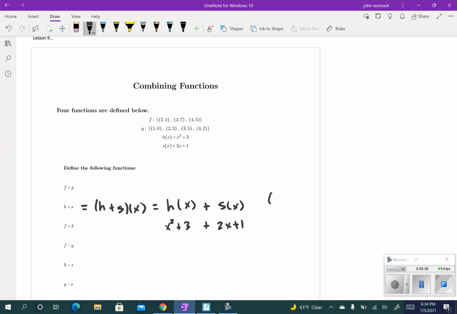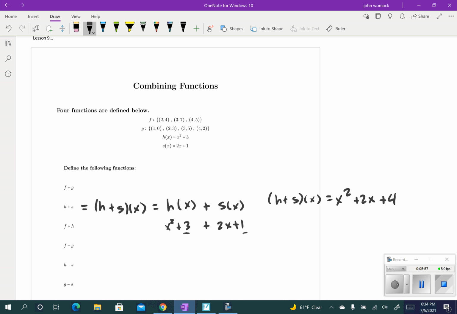If I add them together, I get (h plus s) of x is equal to, let's see, I can combine the 3 and the 1. So I have x squared plus 2x, and I can add the 3 and the 1 and get 4, and that is (h plus s) of x.